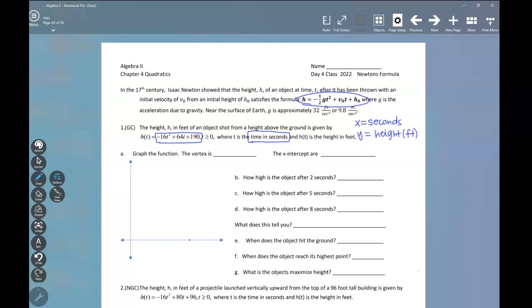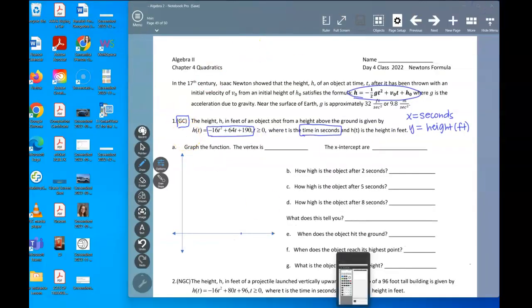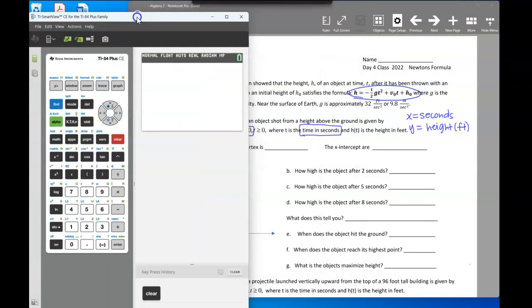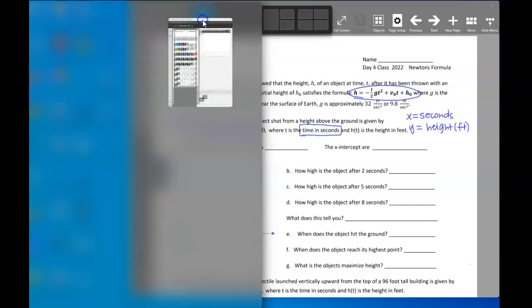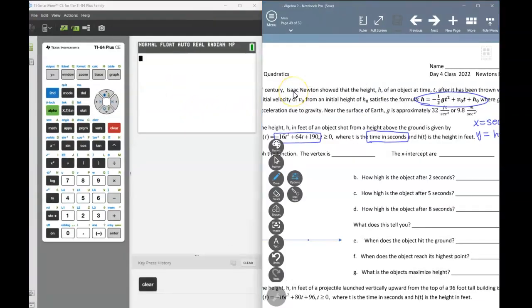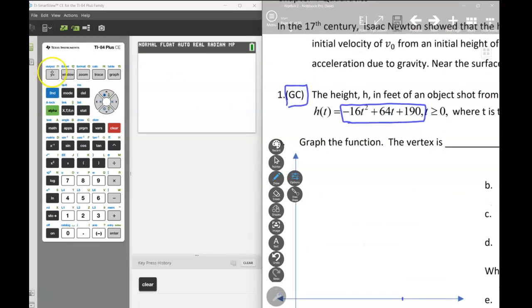Okay, on this side, it says GC. Does everybody see that? It's because some of your test is going to be graphing calculator and some of it is not. So for the GC questions, that means we are going to be using a graphing calculator. We're going to plug this guy into y equals right now, and I'm going to do that with you. The one that is circled. We don't have t, we only have x. So let's go to y equals.